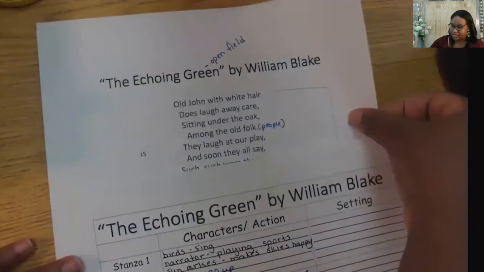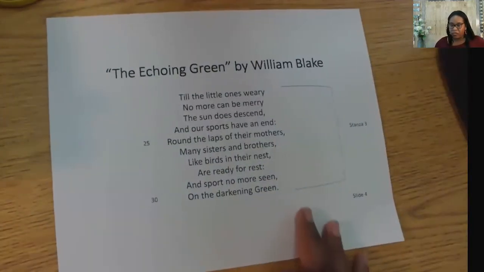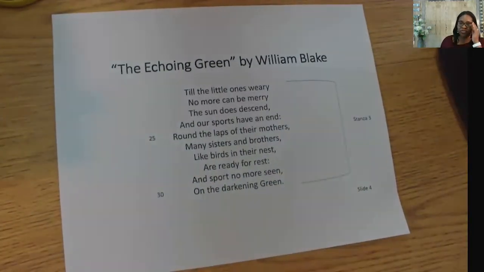Now to the last stanza. Be sure to listen for the characters and what they are doing. To the little ones weary, no more can be merry. The sun does descend, and our sports have an end. Round the laps of their mothers, many sisters and brothers, like birds in their nests, are ready for rest. And sport no more seen on the darkening green.